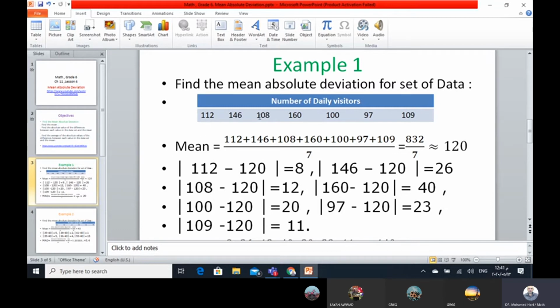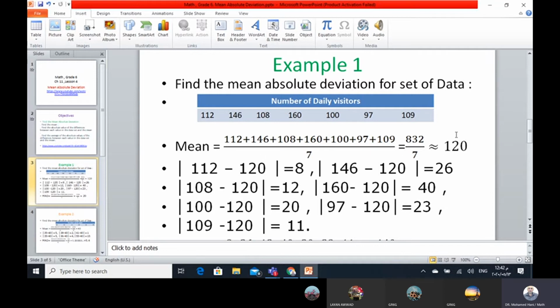How to find the mean? Add all numbers inside this data divided by the number of the set of data. So I can write here 112 plus 146 plus 108 plus 160 plus 100 plus 97 plus 109, divided by 1, 2, 3, 4, 5, 6, 7, divided by 7. So the sum here will be 832 divided by 7, approximately equal to 120. This is the first step.